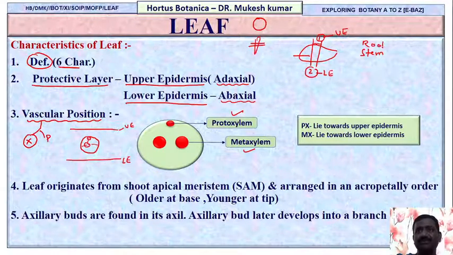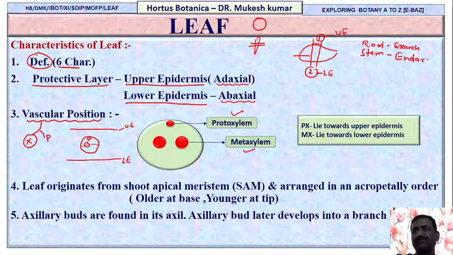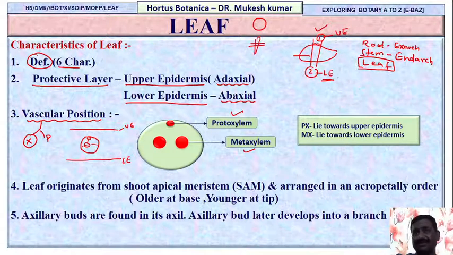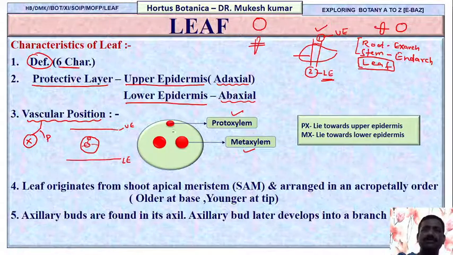Okay, so comparatively, you must know in root we have exarch condition. Remember in stem we have the endarch condition. You all know, no problem. But here we are talking about the leaf. Here we can take reference either to the upper epidermis or the lower epidermis, because we have two surfaces. Such a problem was not there in root and stem because it is a cylindrical surface. Just as I told you, when you cut it you will have only a single circular line. So, with respect to the upper epidermis, what did you find?